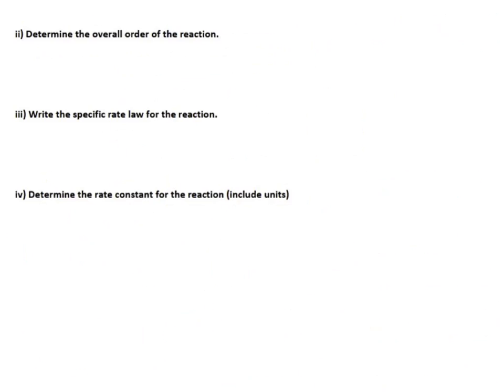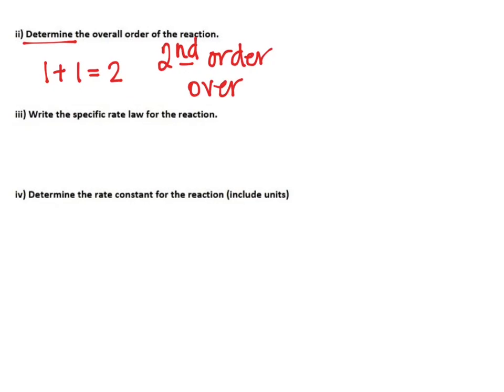It says, determine the overall order of the reaction. So it says determine. When they say determine, they are telling you calculate. They're not saying what is the order. They're saying calculate it. So they want to see it. 1 plus 1 equals 2. So this is second order overall.